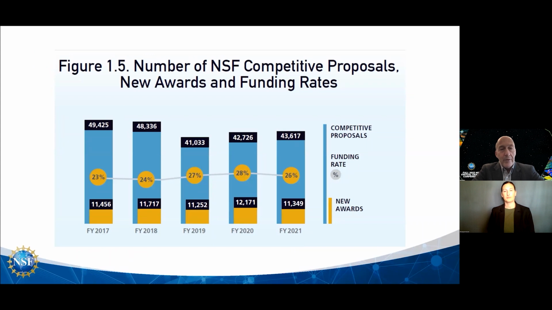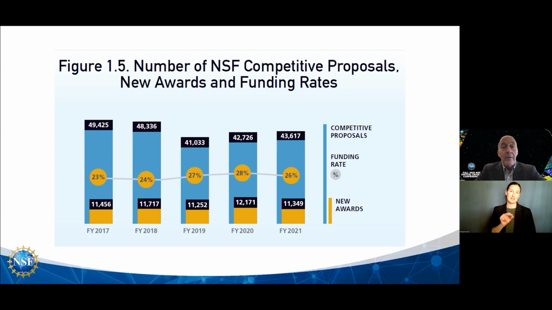This slide tells you about the funding rates. These are NSF funding rates over time from 2017 to 2021. You can see it's been creeping up slightly. The yellow is the number of awards, and blue is the number of proposals. In 2017, there were almost 50,000 proposals and 11,000 awards. The awards are 11,500. The number of awards has stayed roughly the same, but in FY20 and 21 and 19, the proposal pressure went down. There were fewer proposals, so the success rate went up. The funding rate went up.